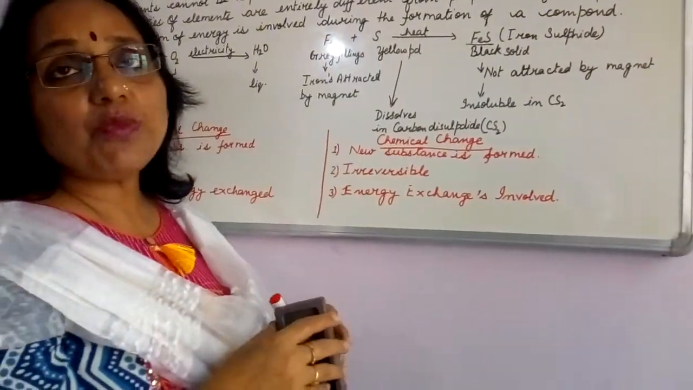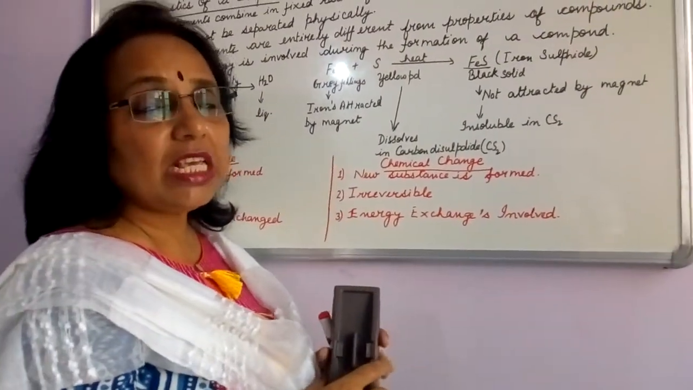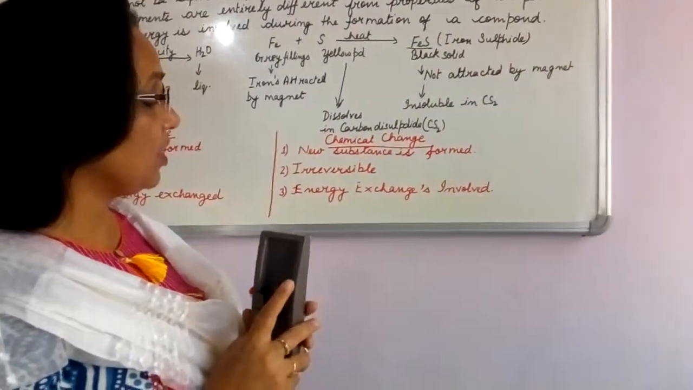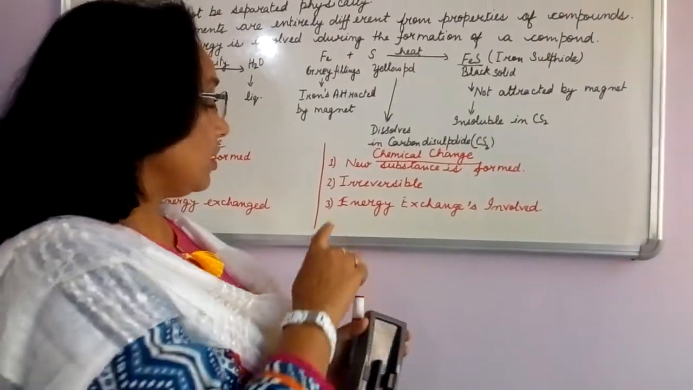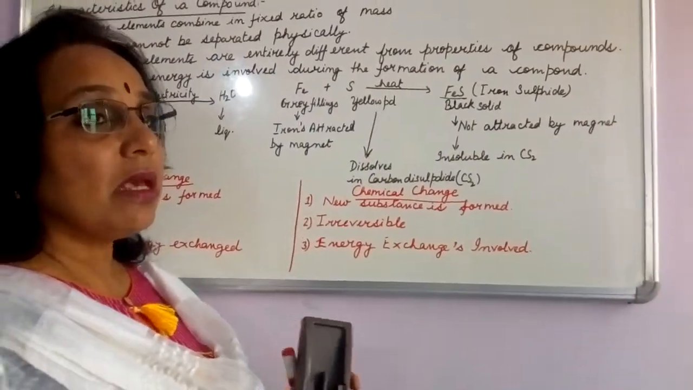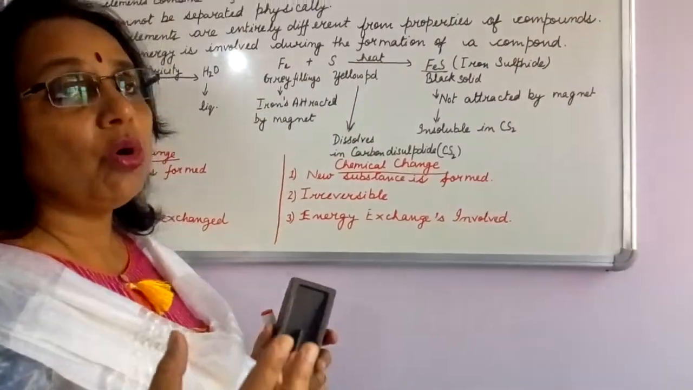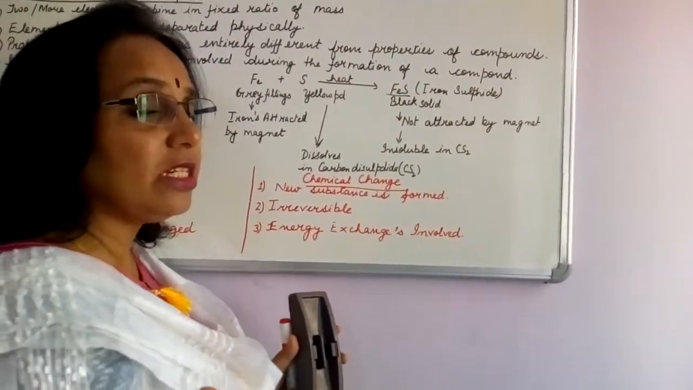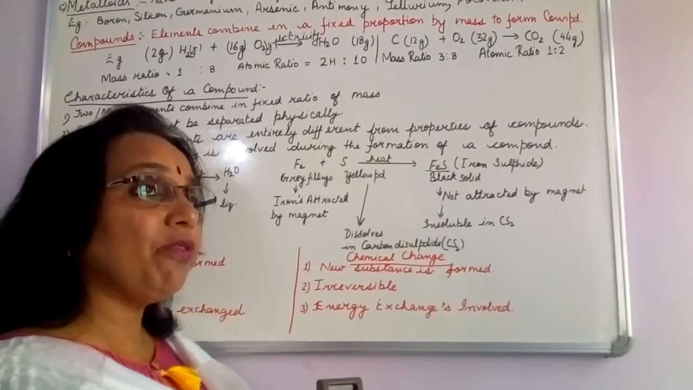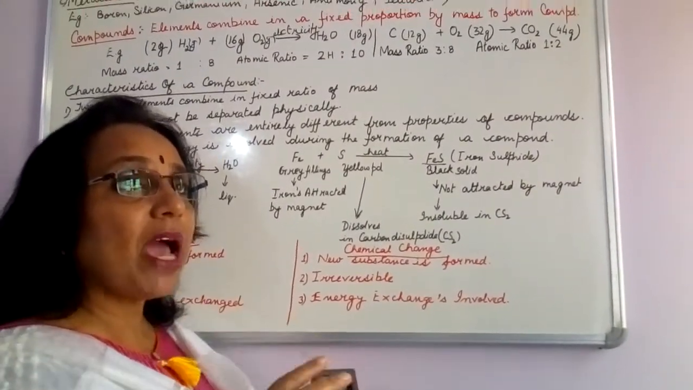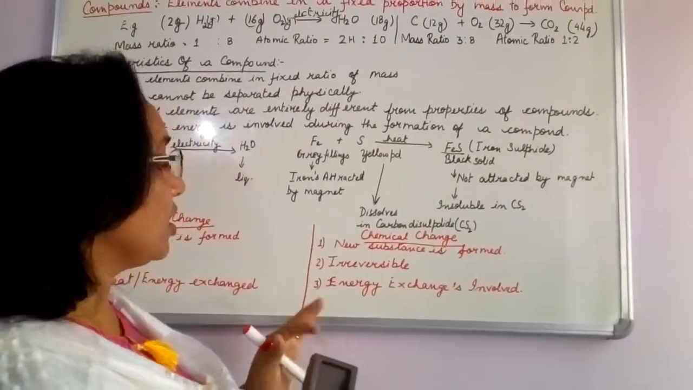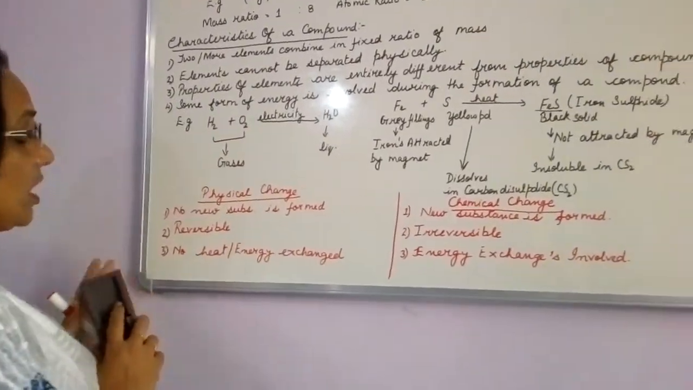Can we again change back the carbon dioxide to carbon very easily? No, we cannot. It is irreversible. Remember, chemical change is irreversible. So the third criterion is that energy exchange is involved. When we are burning carbon or coal in the presence of oxygen, some amount of heat is given out. Can we convert carbon dioxide back to coal by adding the same amount of heat to it? No, we cannot, because, as you know, it is irreversible. So these are the differences between the physical and chemical changes.